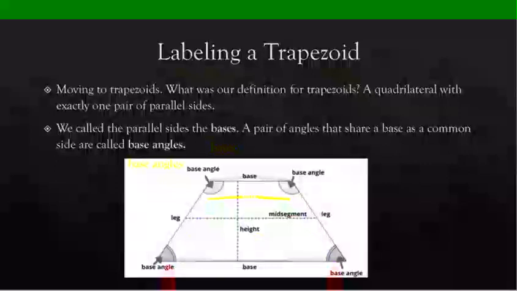We call the parallel sides the bases. A pair of angles that share a base as a common side are base angles. So the two on this base are base angles together, and the two on the smaller base are base angles together. We generally also list the height as one base to the other, and we will learn later about the midsegment that is halfway between the two bases.